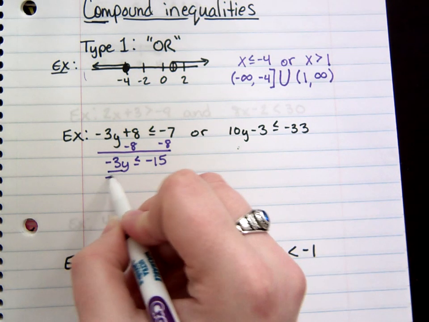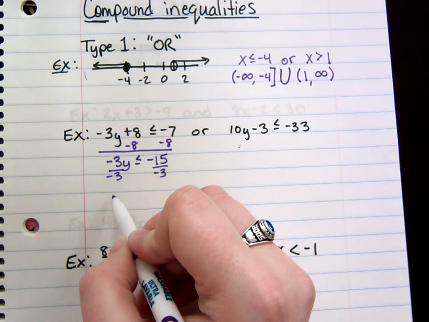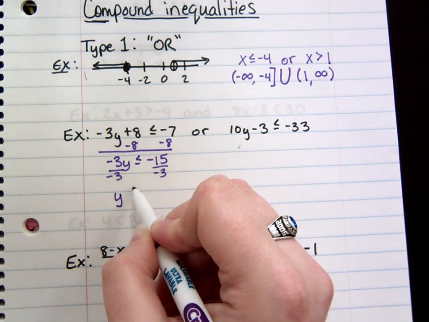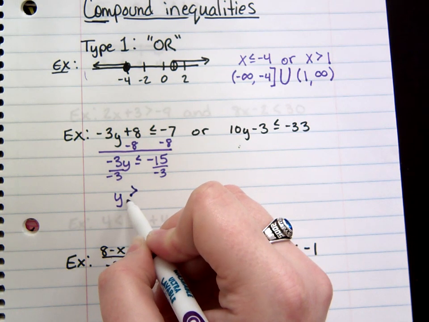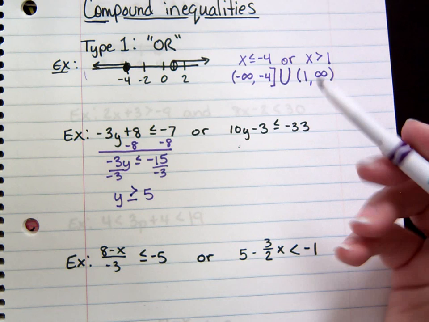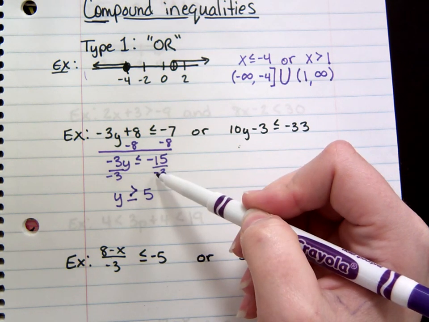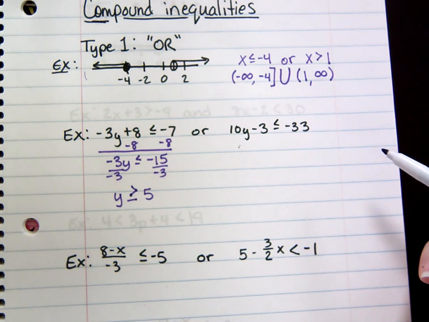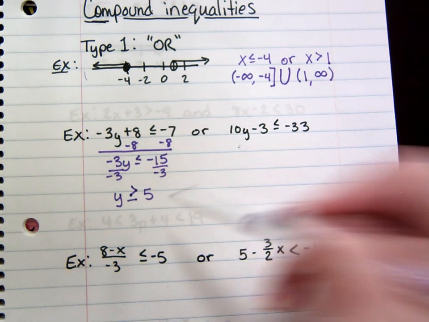Divide by negative 3 gives me y greater than or equal to 5. Remember that multiplying or dividing by a negative flips your inequality. So that's my first inequality.